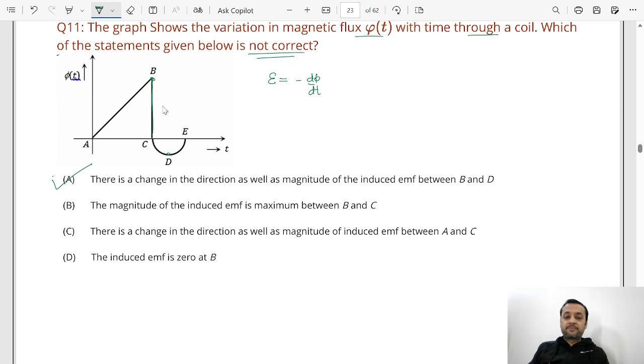in the BC region, because the slope of the phi-t graph, which represents the value of d phi by dt, is highest in the BC region. So this is a correct statement, which is why it is not our answer.